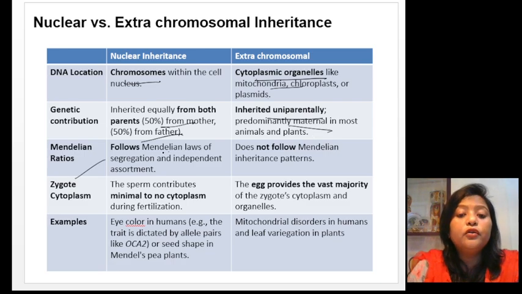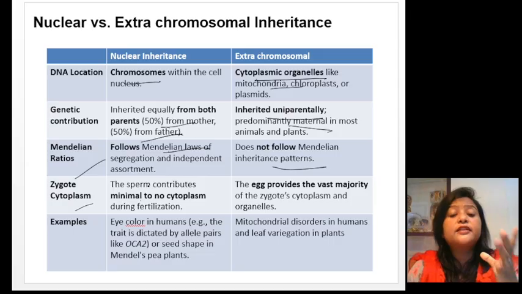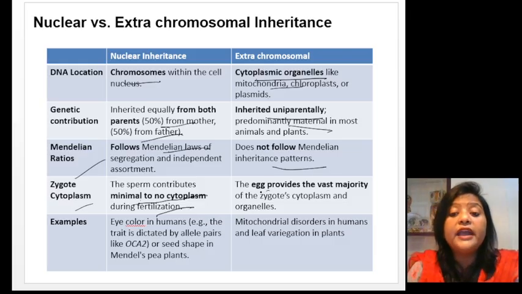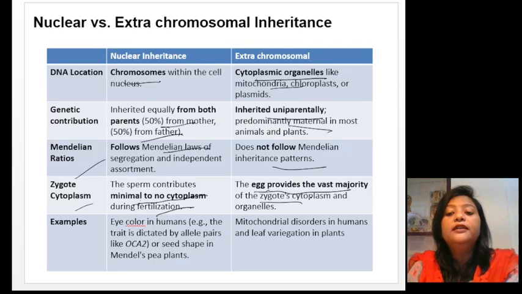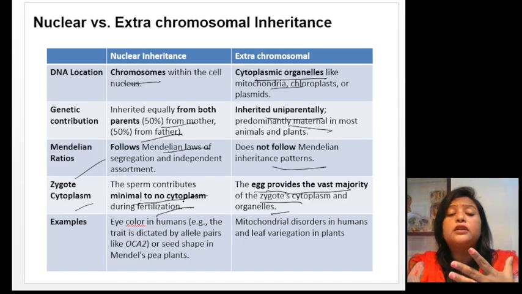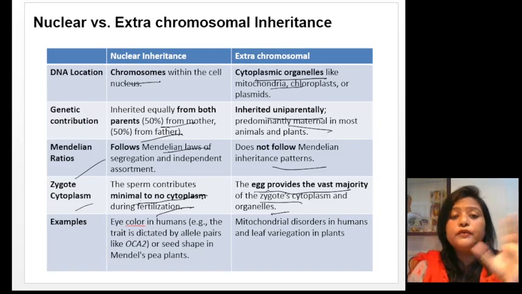Mendelian ratios: nuclear inheritance follows Mendelian laws of segregation and independent assortment, but extrachromosomal inheritance is non-Mendelian. Zygote cytoplasm: in sexual reproduction the sperm contributes, but it does not contribute any cytoplasm during fertilization. In extrachromosomal inheritance, the egg supplies the cytoplasm and the organelles. In nuclear inheritance, no cytoplasm is given by the sperm; it gives the character. That is already done in my other classes, so I will not discuss it here.